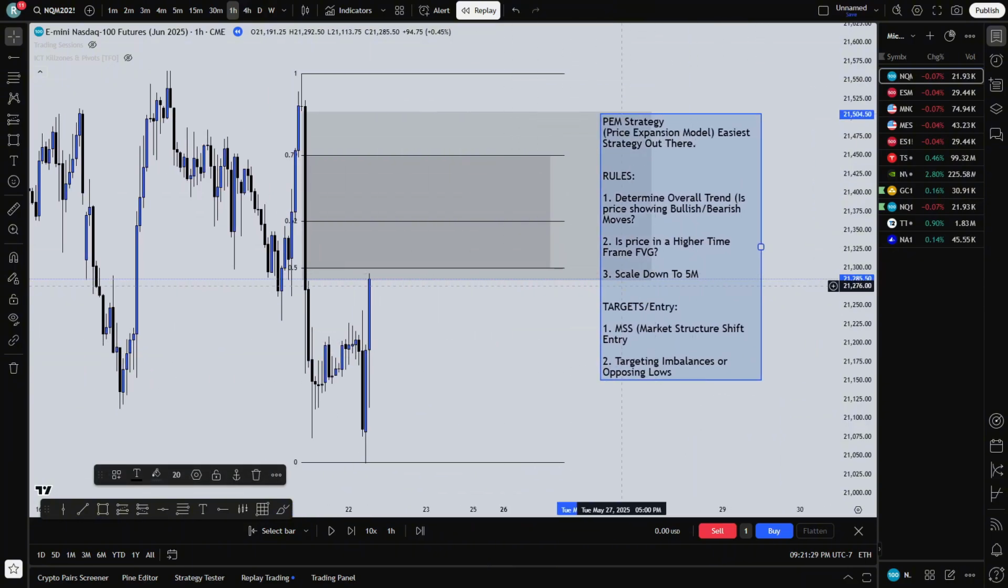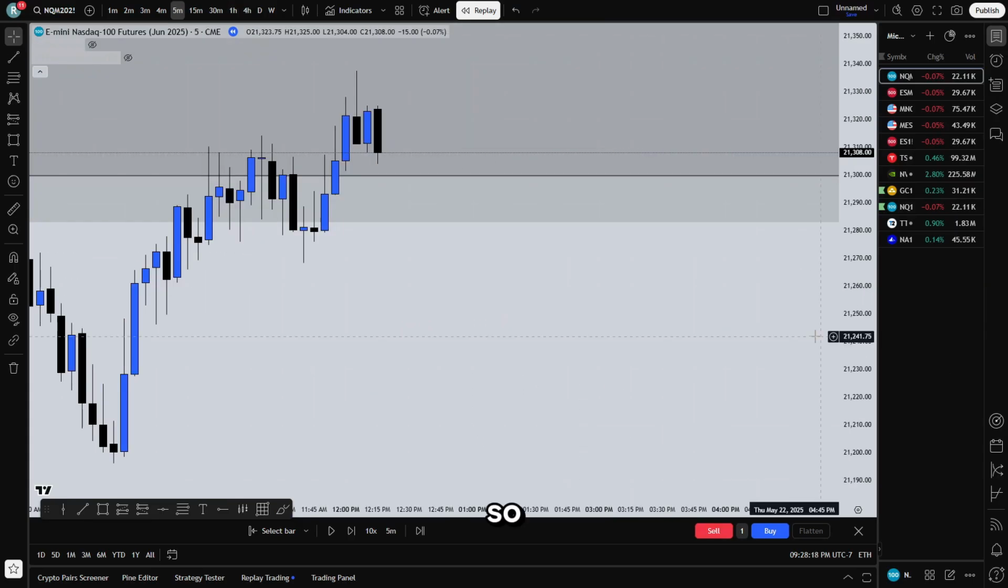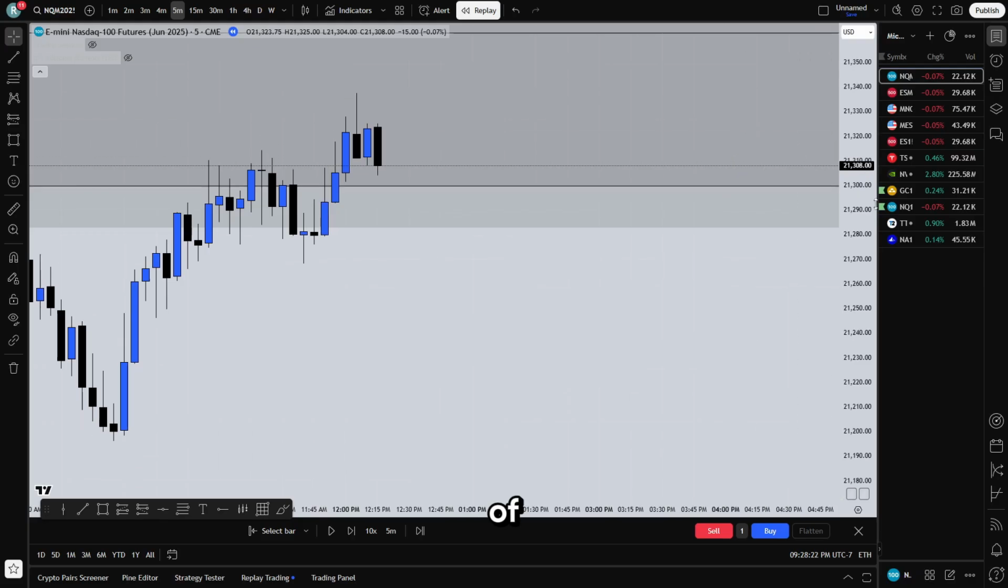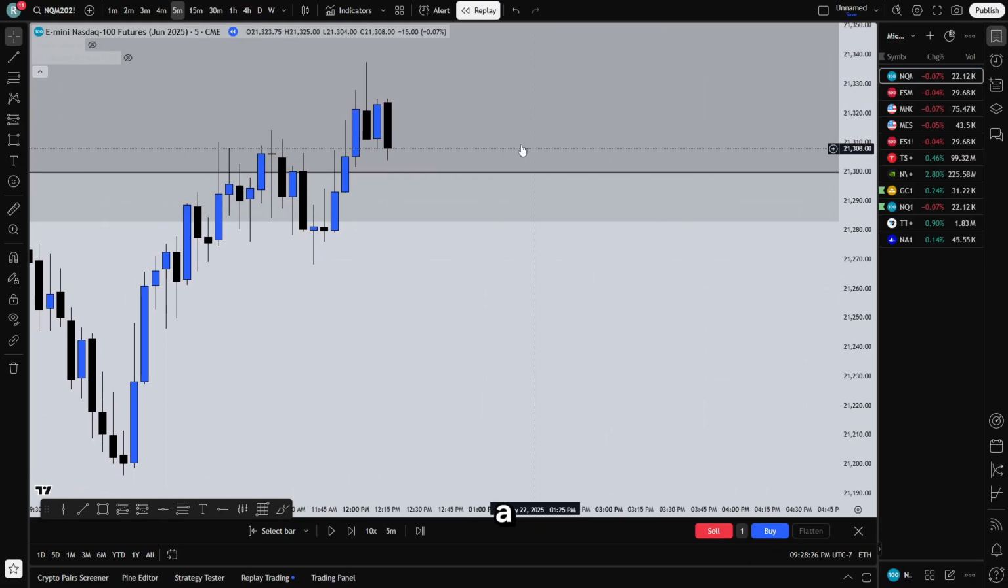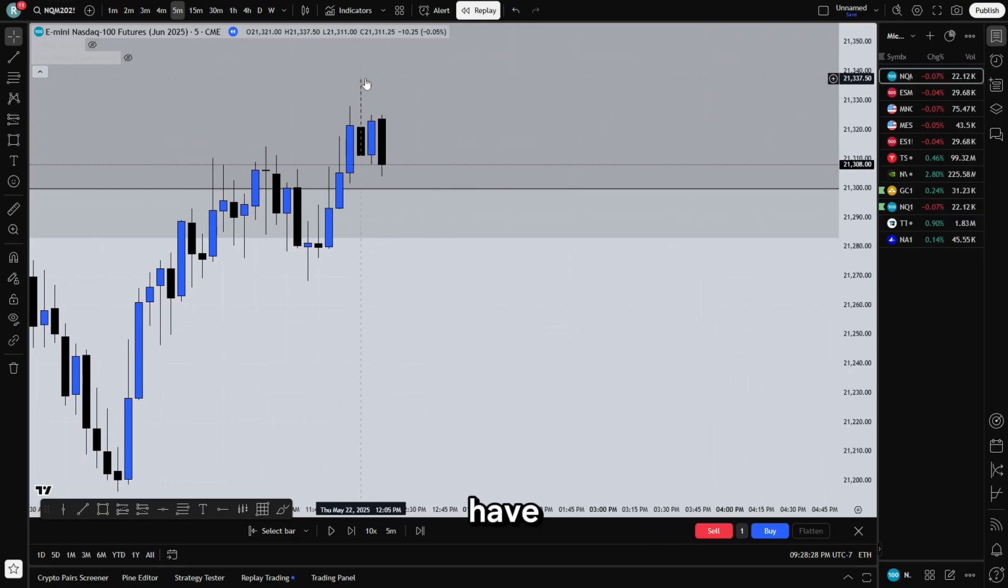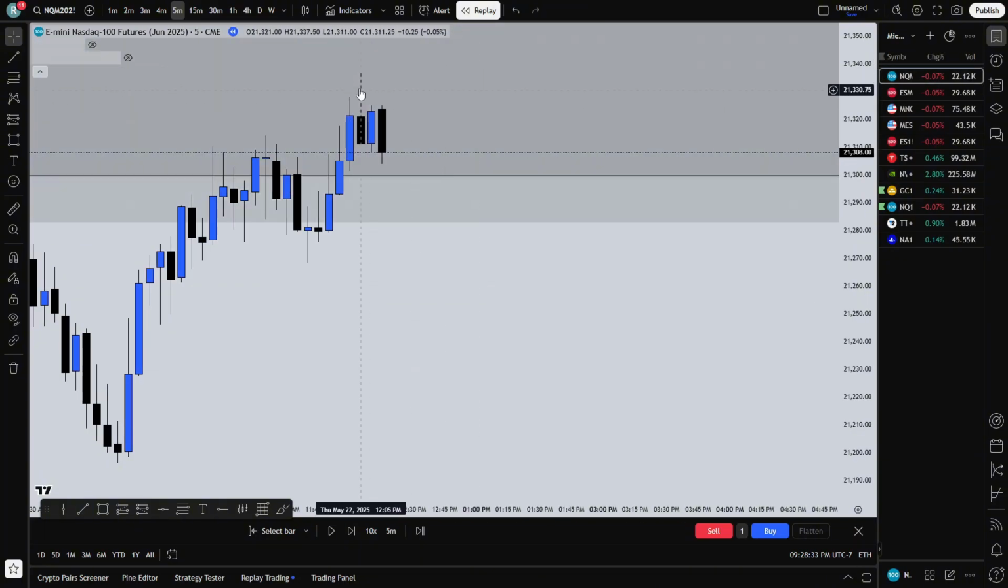So now let's go ahead and drop down to the 5-minute. So now it looks like price on the 5-minute actually has ran into some of our zone here. What we're going to be looking for here is a market structure shift. We have this high point here, as you can see.